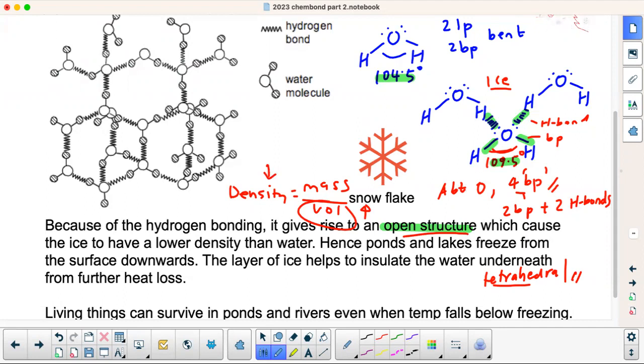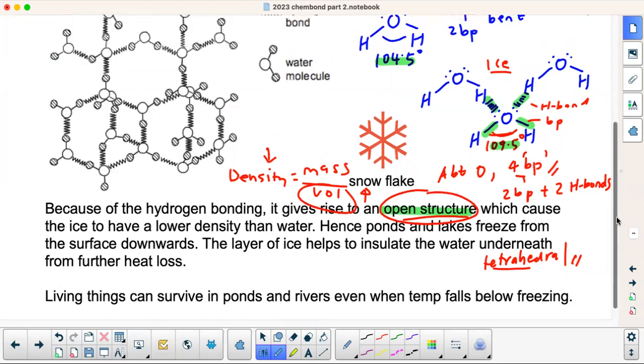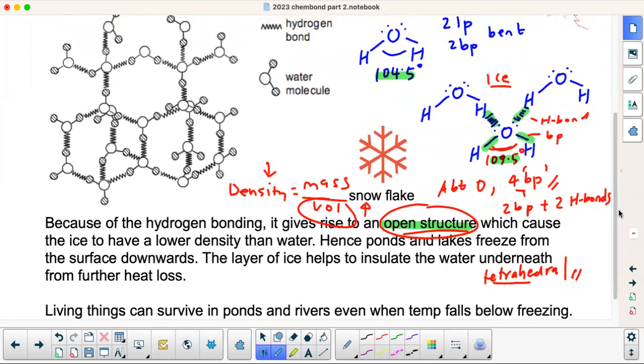The angle opens up from 104.5 all the way to 109.5. Because of hydrogen bonding, it gives rise to an open structure in ice. So that's how it works. Open structure, the angles open up, the volume increases, and the density drops. That's why ice will float on water. So this is the idea. If you have this concept, you should be able to do this question.